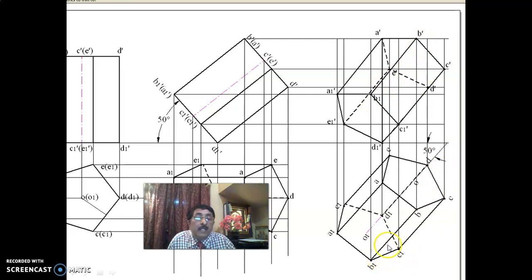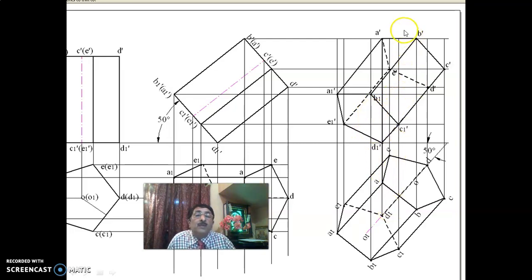Then you see here, once you do this, the remaining edges, BB1 is the nearer edge, you immediately darken it, and actually DD1 is going a little away. If you enlarge it, you can see D dash to D1 dash is actually dotted. Otherwise, it looks as if it is merged with this. In that way, you are able to complete the projection of the prism in this position.